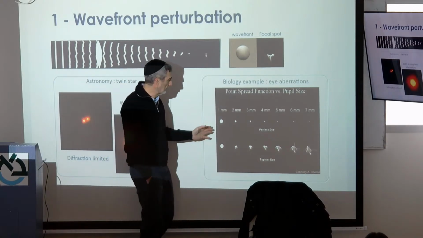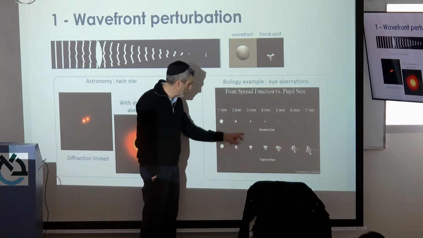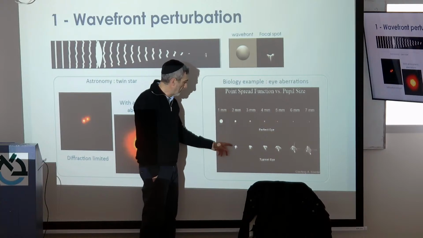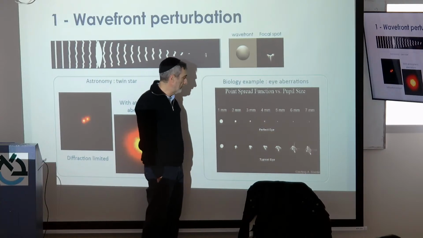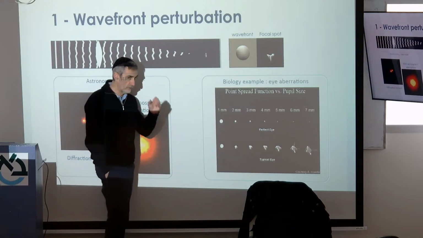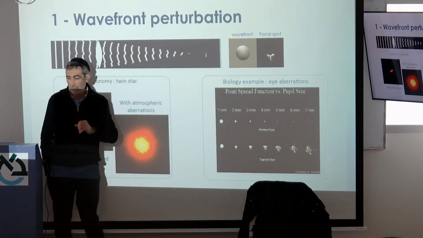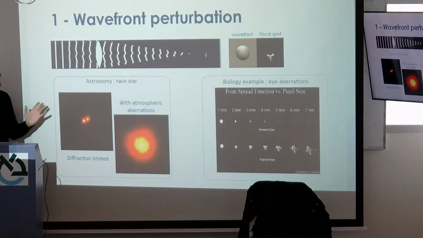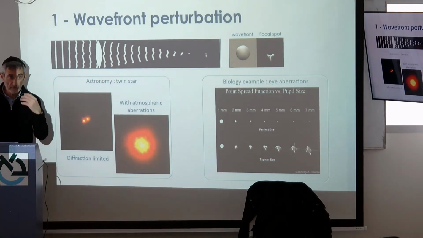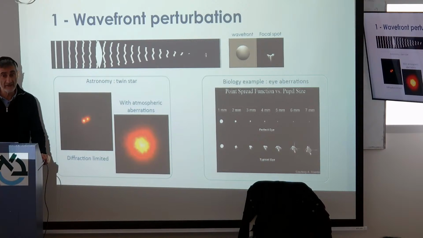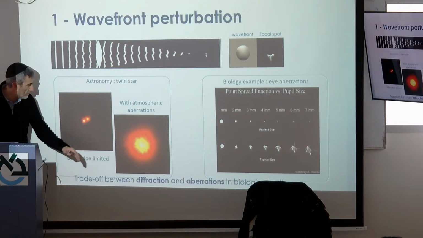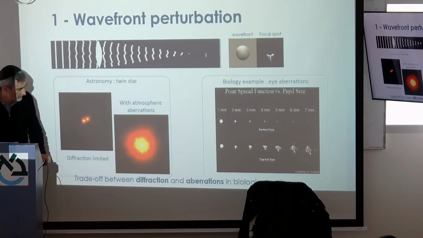So you see that there is an optimal regime, in this area here, where you can increase resolution and limit the aberration. So by playing on the diaphragm, on the pupil, you can optimize the image. That's what the eye does by itself. So it's a trade-off between diffraction and aberration in biotic optics.